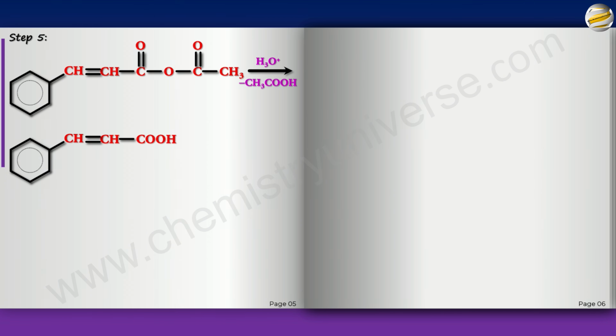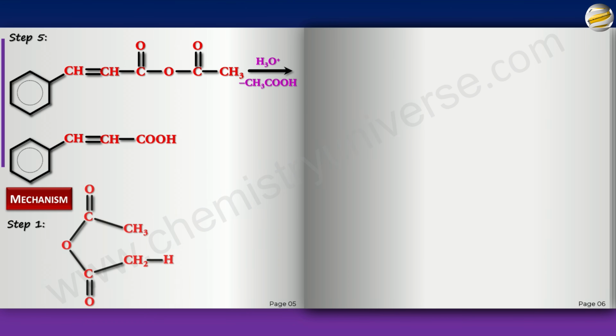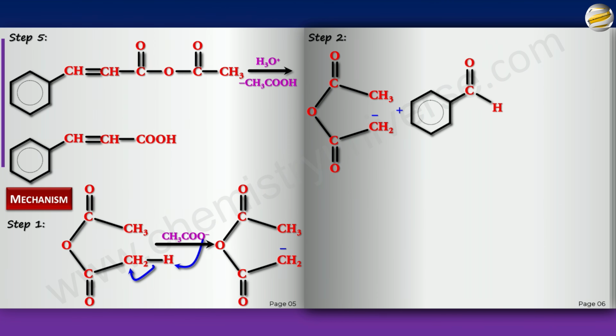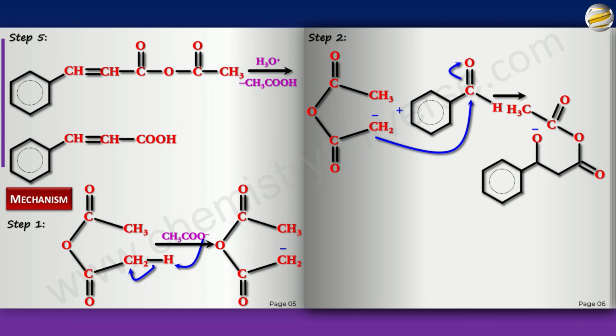So now let's look at the actual mechanism. And as I said, it's a bit weird. So I'm going to draw the anhydride like this. And the acetate is going to pluck this and you get a carbanion. So that's pretty simple. But this is where it gets weird. In step 2, this carbanion will attack the benzaldehyde. Pretty much straightforward.